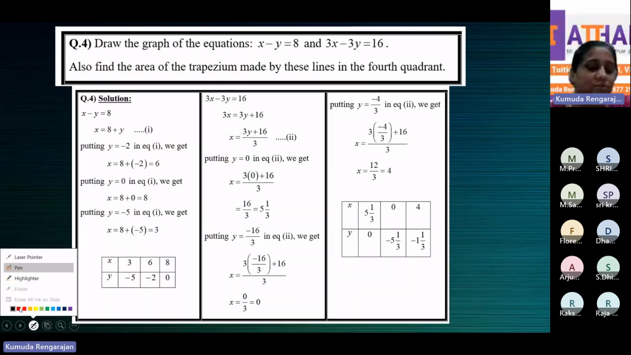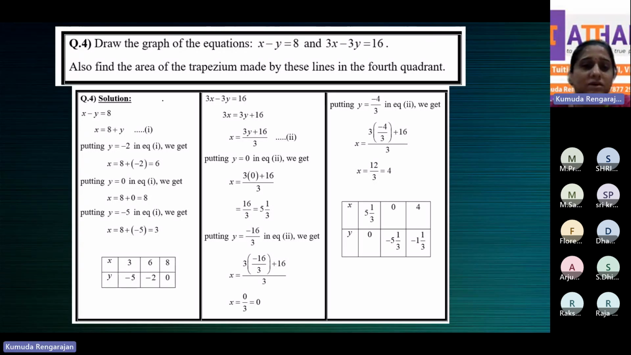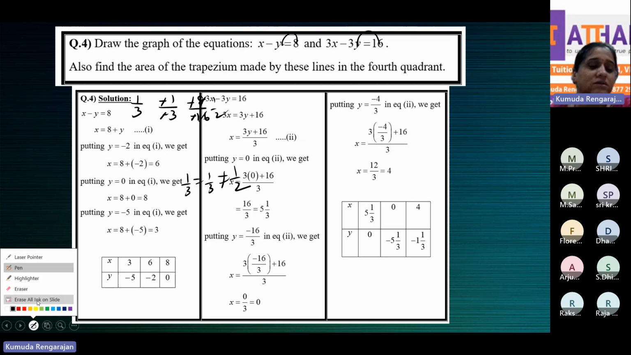Now let's check the ratio comparison. A1 by A2 is 1 by 3. B1 by B2, minus 1 by minus 3, which is 1 by 3. C1 by C2, you'll have to get it to this side, no? So minus 8 by minus 16. You must bring everything to one side and then compare. So that is 1 by 2. So you can see that 1 by 3 is equal to 1 by 3, is not equal to 1 by 2. So the lines are parallel.